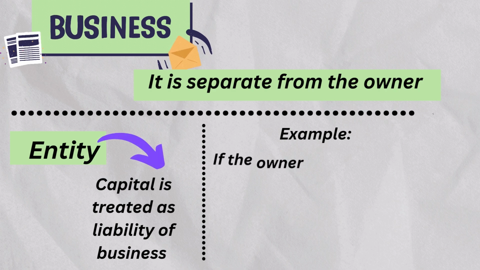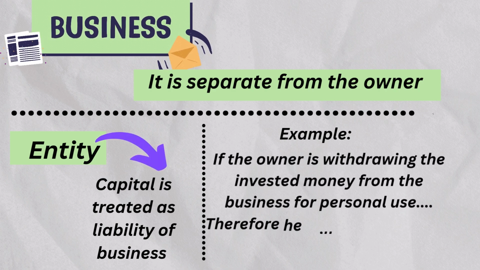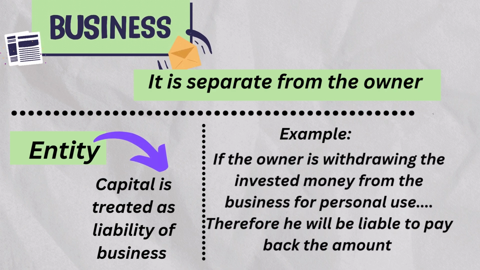So in this concept, it is explained that capital is treated as a liability of the business, invested by the owner, and whenever he withdraws the amount, he shall be liable to pay back the amount. That's why business and owner are treated as two different persons according to generally accepted accounting principles.